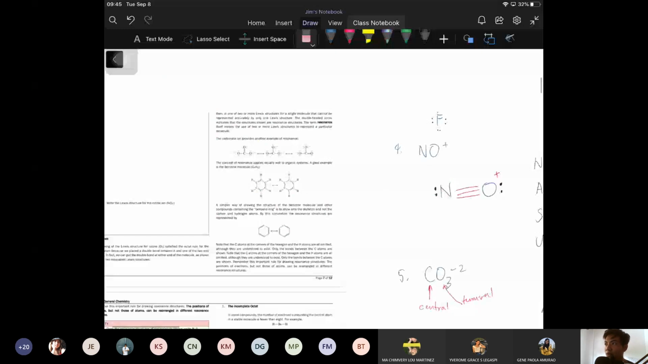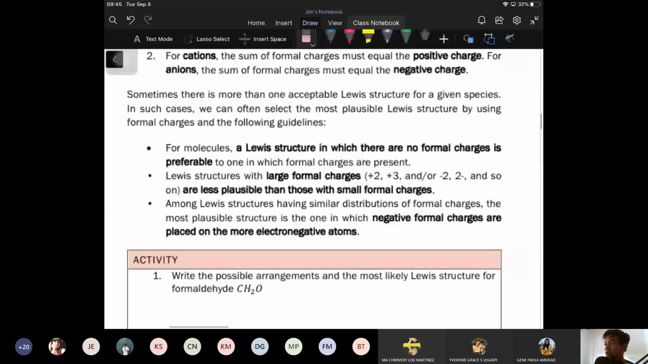And then, once you are able to solve for the formal charges, you check the guidelines listed in this PDF file. So feel free to download this. You can also work with the other structures here, yung mga binigay na examples dito.